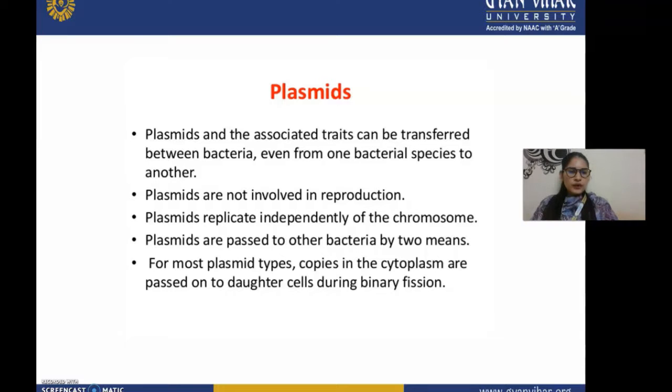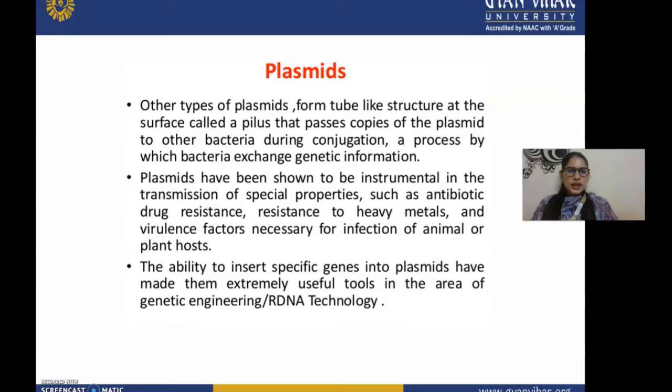Plasmids are not involved in the reproduction process. Plasmids replicate independently of the chromosomes, and plasmids are passed to other bacteria by two means. For most plasmid types, copies in the cytoplasm are passed to the daughter cells during binary fission. Other types of plasmids form a tube-like structure called a pilus that passes copies of the plasmid to other bacteria during conjugation, a process by which bacteria exchange genetic information.